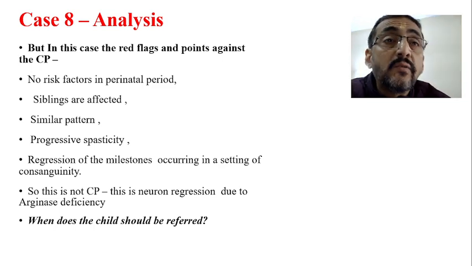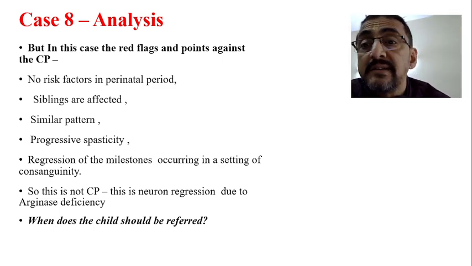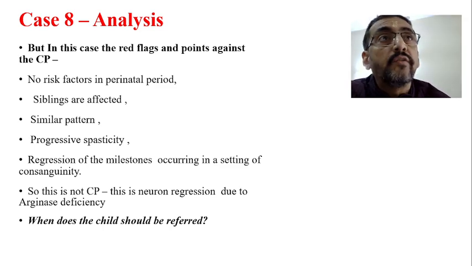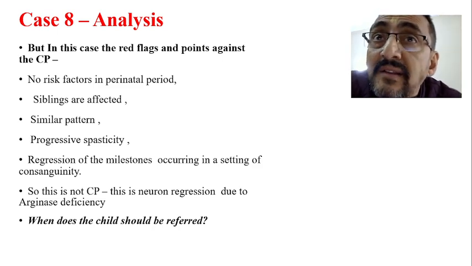In the second kid also, after a minor illness, the regression starts. And the tightening, which is actually the spasticity, is progressive. That is, degeneration is going on. Now, these four things are against CP.